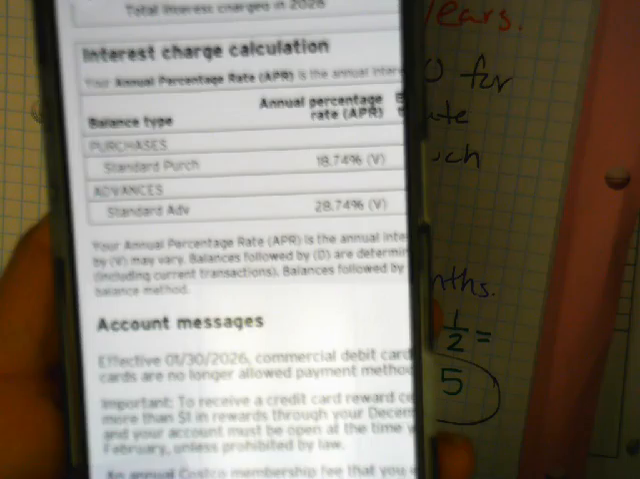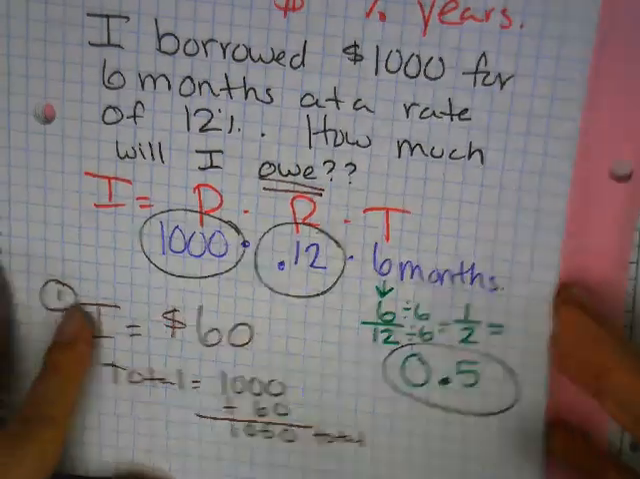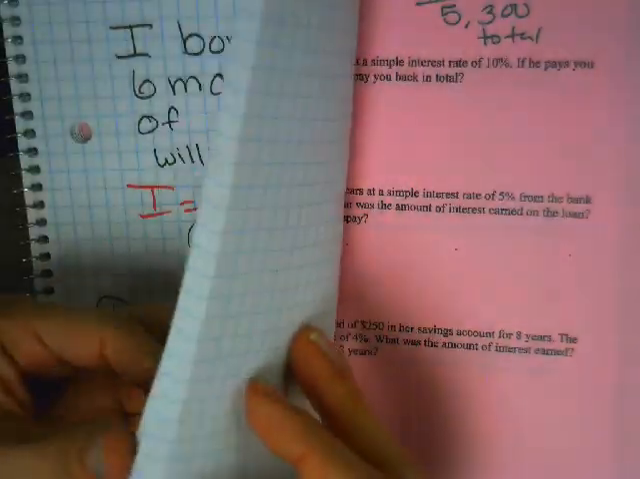So number one thing, when you guys get credit cards when you're older, make sure you pay them off. And if you can't, that means you're spending too much money. Don't spend too much money. Only buy one pair of shoes.